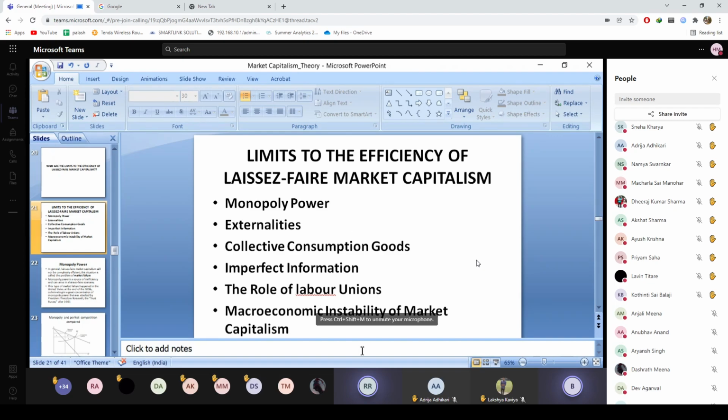Okay, so these are some of the limits to market efficiencies.